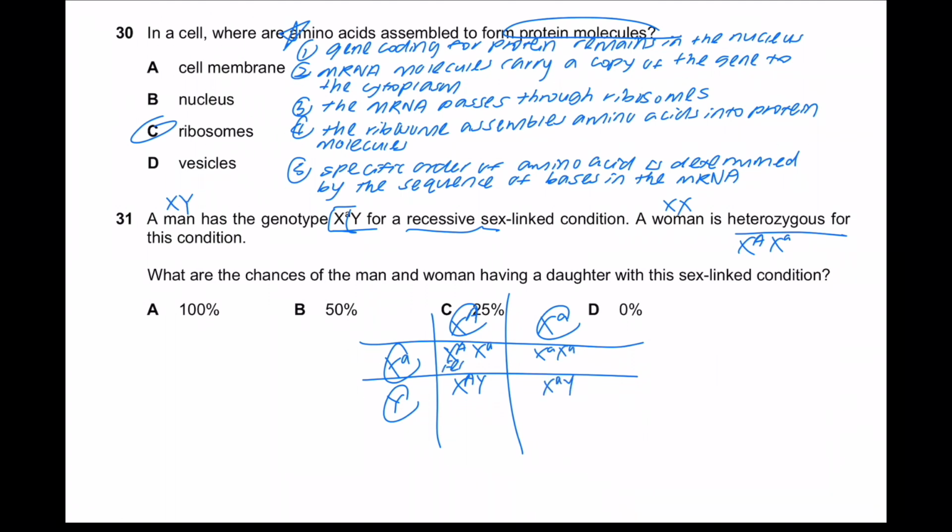So this would be a female without the condition, since that's the dominant allele, and this would be a female with the condition, and this would be a male without the condition, and this would be a male with the condition. So the chance of having a daughter with this sex-linked condition is 1/4, which is 25%. So the answer would be C.